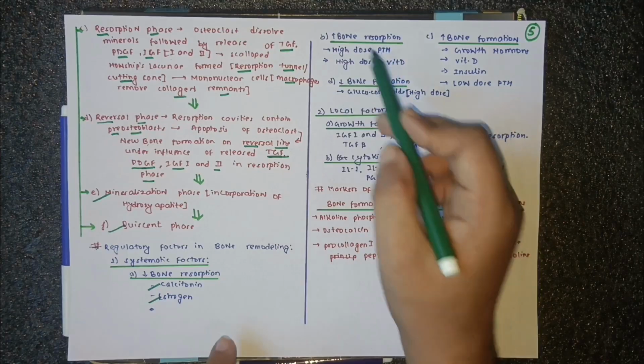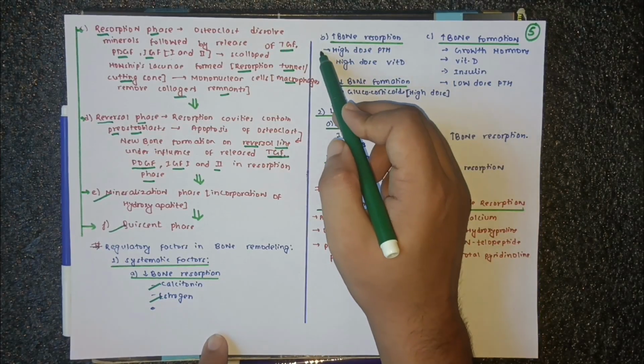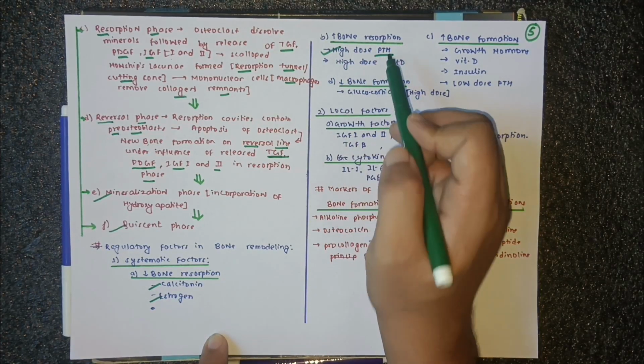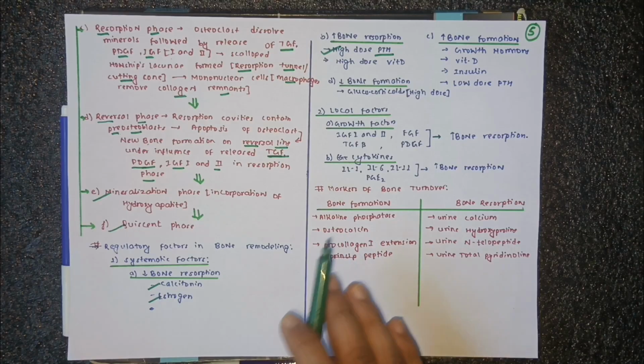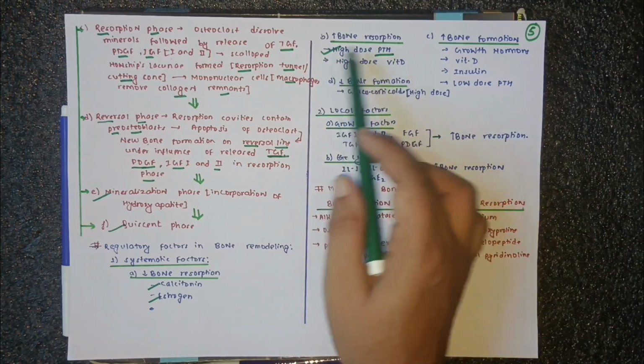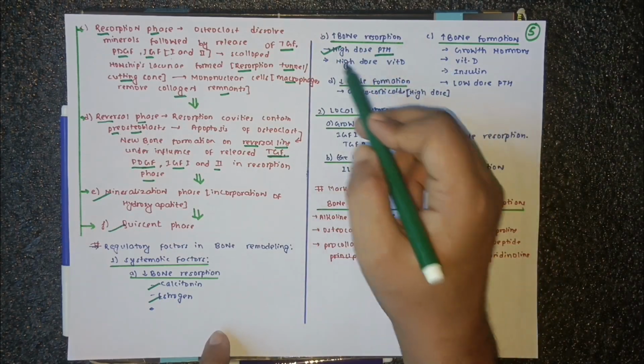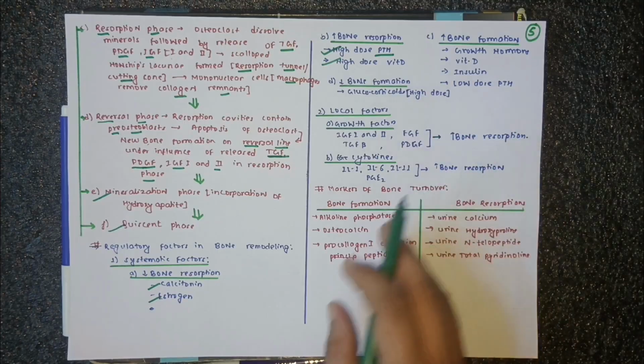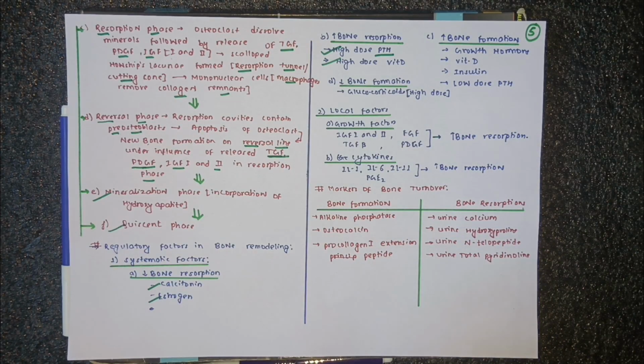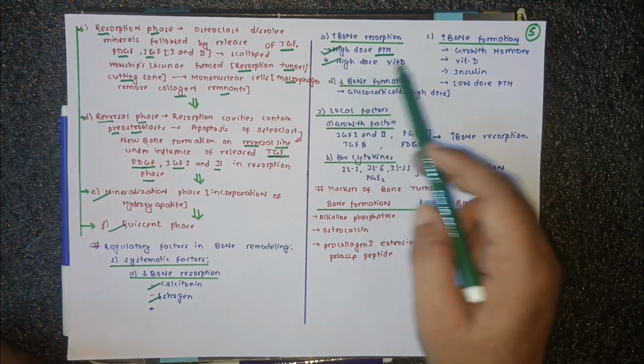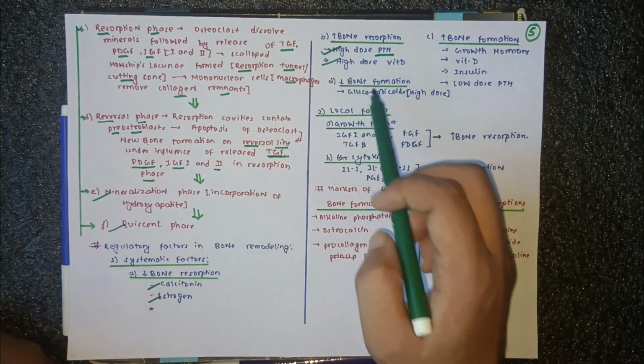After that, what increases bone resorption? A high dose of parathormone, PTH, causes an increase in bone resorption. Similarly, a high dose of vitamin D also causes an increase in bone resorption, and they are simple. I think you have learned about this in the endocrine system. So calcitonin and estrogen decrease bone resorption. A high dose of PTH and a high dose of vitamin D increase bone resorption.